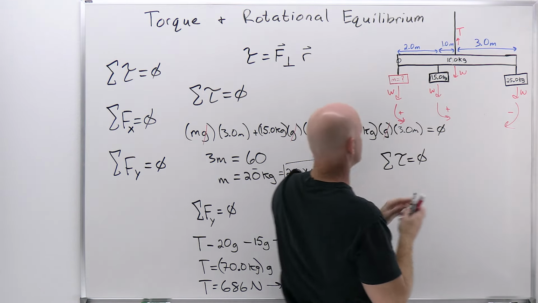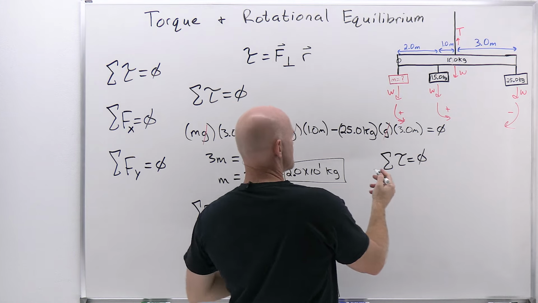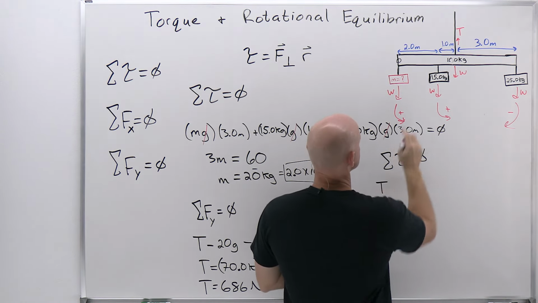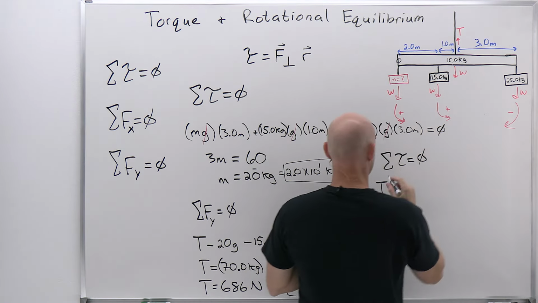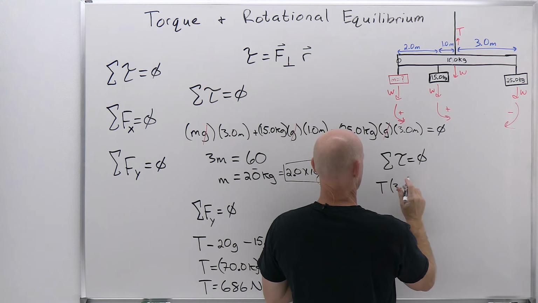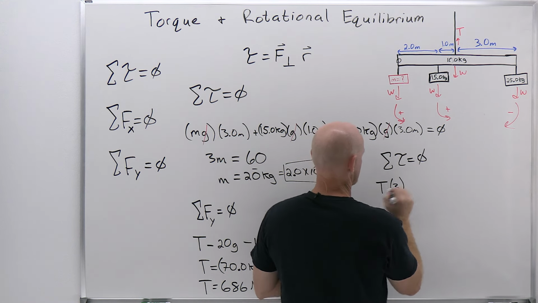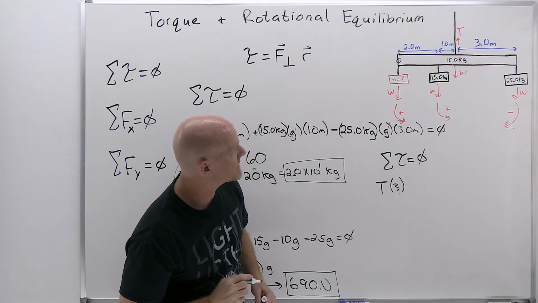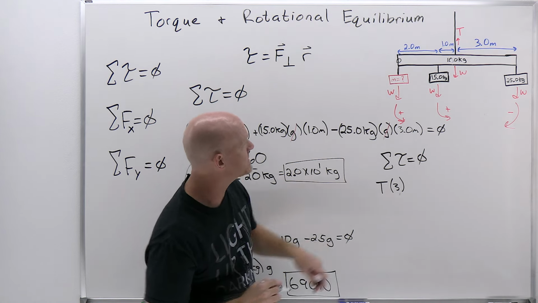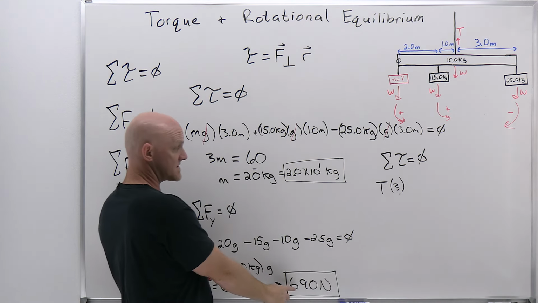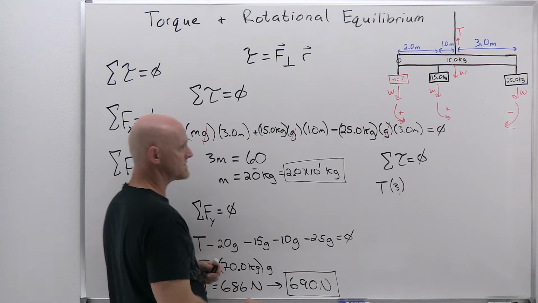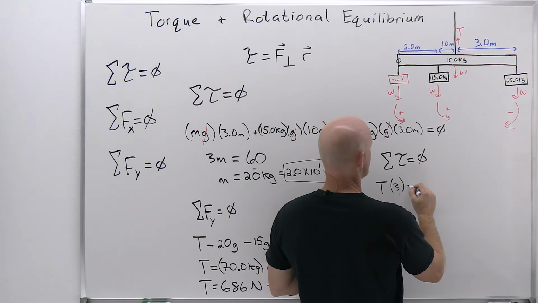And so he's the only positive term. We'll start with him. In this case, we're going to have the tension, and it's operating at a distance of 3 meters. I'm going to leave off all the units so we don't get lost in the algebra here. So tension times 3 meters. That tension again was the 690, or really 686 newtons, as we'll see. And then we'll subtract off all the other torque terms.